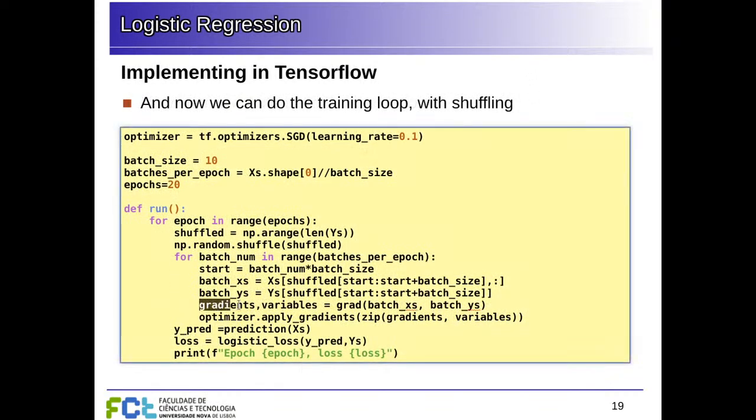And so we get here the gradients and the variables, and now we call the optimizer to apply all these gradients to all these variables. Now here it's a bit tricky, because what the optimizer wants to receive in apply gradient is a list of tuples where each gradient is associated with each variable, so that it knows which gradient to apply to each variable.